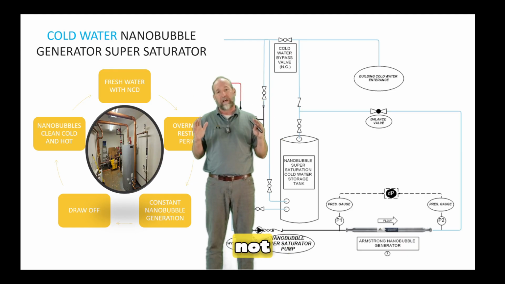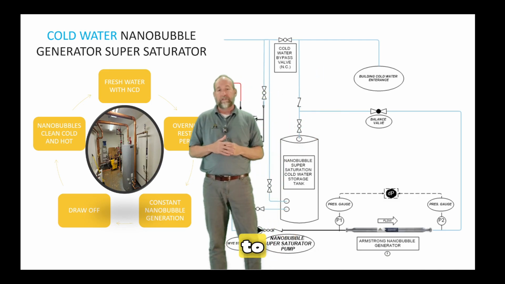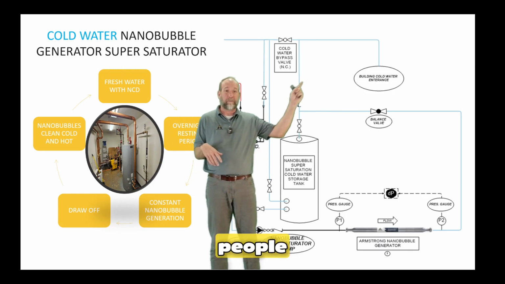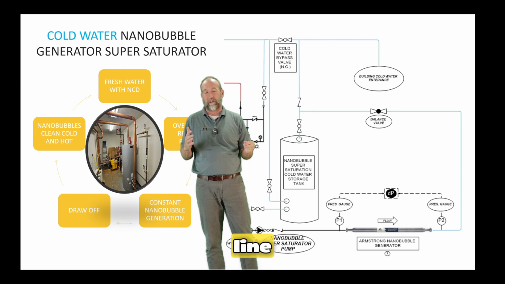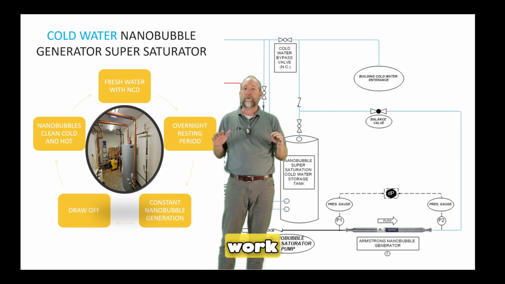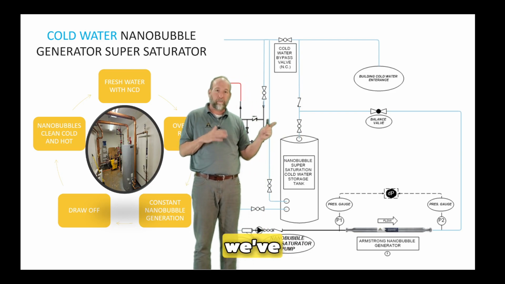So please do not install the nanobubble generator directly on the inlet line to the building, or even to the water heater. Okay, I've also had people say, well, this line just feeds a water heater. Can I put it on there, or to a feed water line to a boiler? Don't do any of that. That's never going to work. It's just going to lead to more problems. This is a much better setup. We've used this setup.